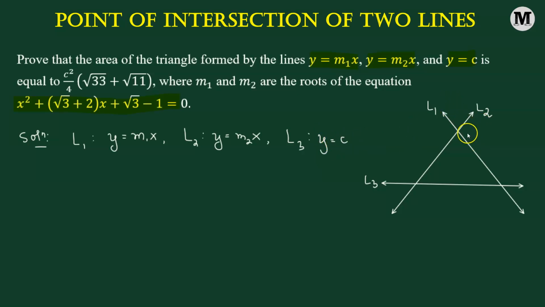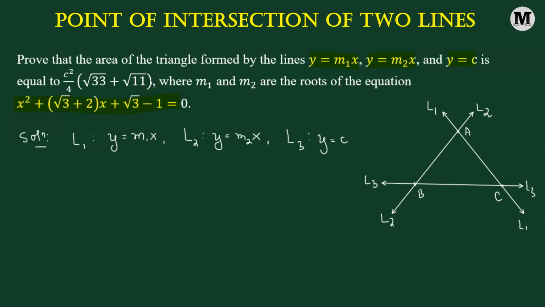As can be seen in the figure, the lines L1 and L2 intersect at the point A. Let's say L3 and L2 intersect at the point B, and the lines L1 and L3 intersect at the point C. Clearly ABC forms a triangle. We need to show that the area of the triangle is given by c squared over 4 times the square root of 33 plus the square root of 11.